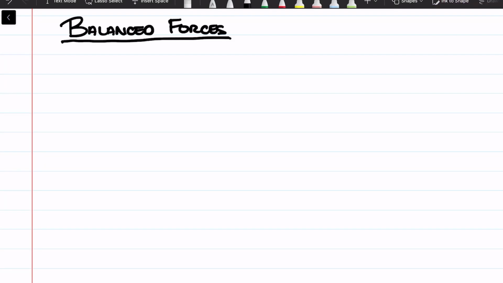Hello students, today we are going to be talking about forces. In particular, we're going to be talking about balanced forces and what it means for a force to be balanced. So, what I would like you to do is start by writing down what it is.